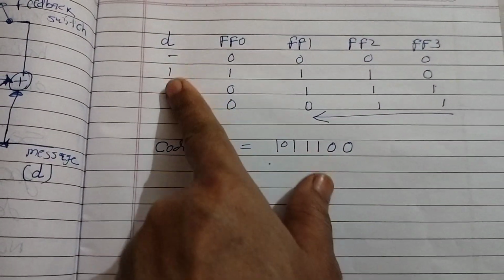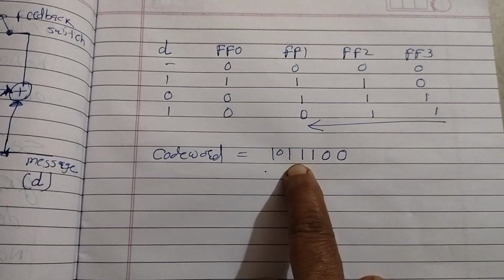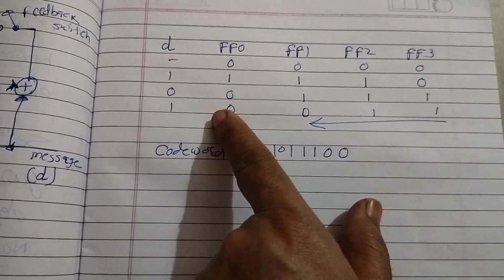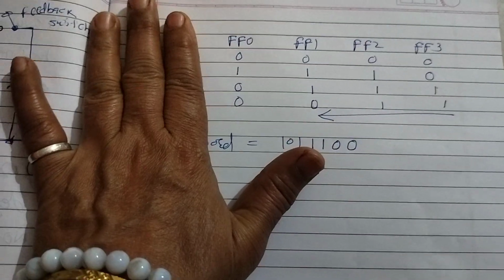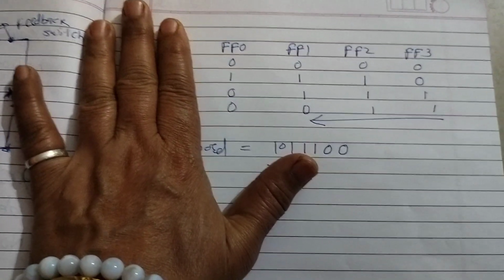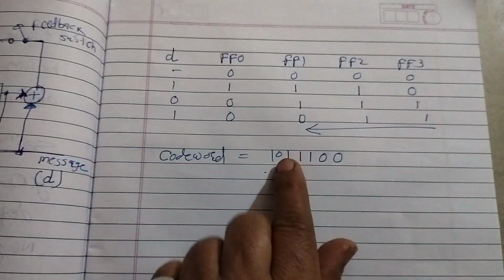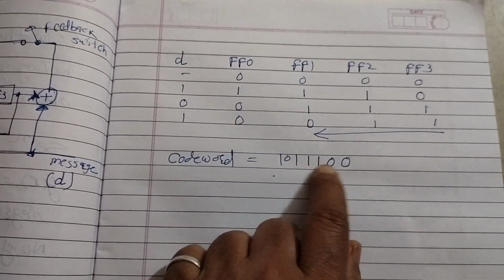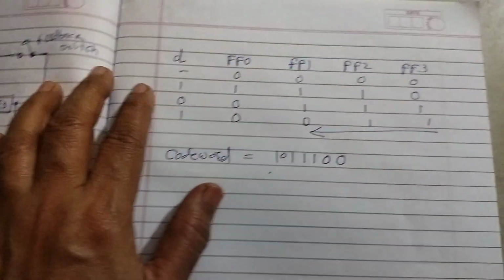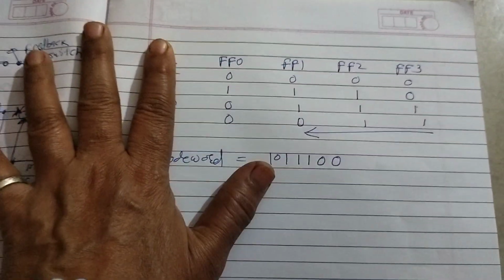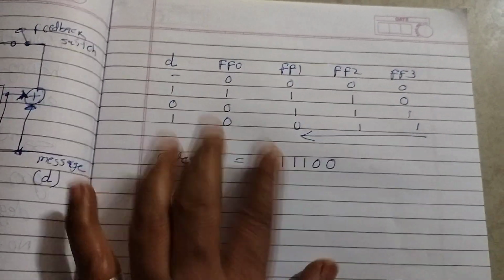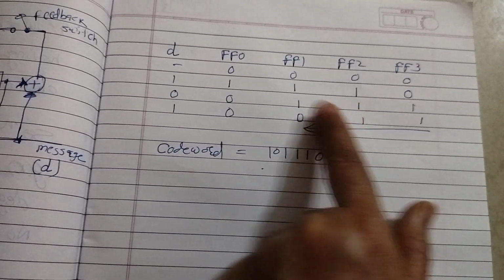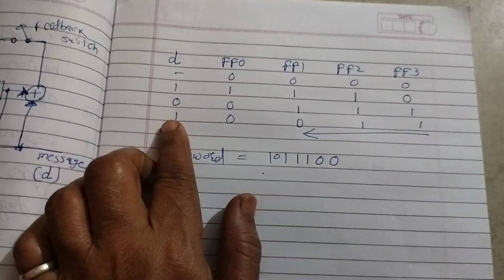this 101 data, 101. After that 1 1 0 0. Don't write this D. You have to write flip-flop output as the parity bits. This 1100 are parity bits, and data is 101. Once again, this data first you have to write, 101. After that, you have to write only flip-flop output, 1100. By mistake, don't write this one.